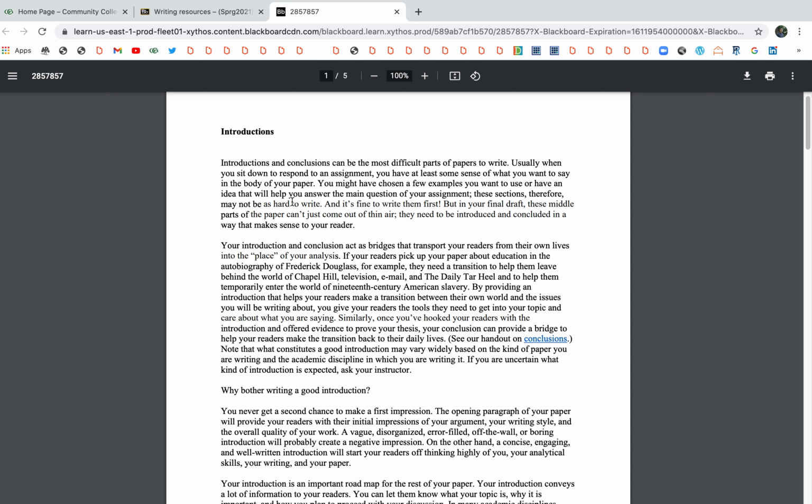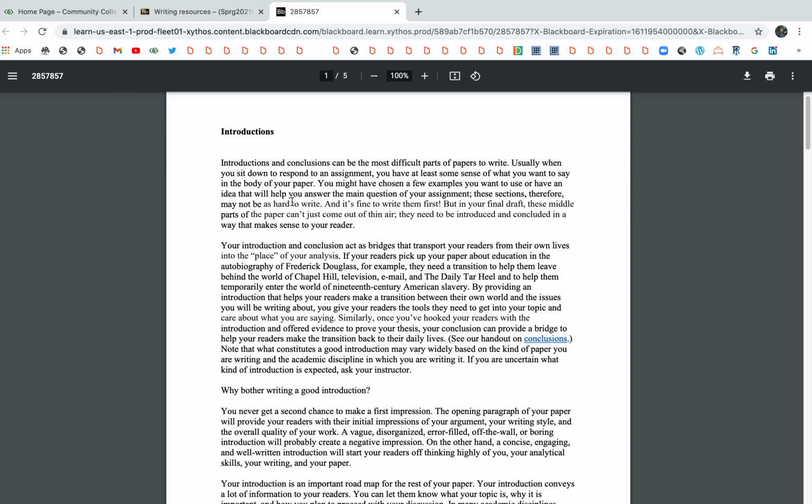Introductions and conclusions can be the most difficult parts of papers to write. Usually when you sit down to respond to an assignment, you have at least some sense of what you want to say in the body of your paper. You might have chosen a few examples you want to use or have an idea that will help you answer the main question of your assignment. These sections, therefore, may not be as hard to write, and it's fine to write them first. But in your final draft, these middle parts of the paper can't just come out of thin air. They need to be introduced and concluded in a way that makes sense to your reader.